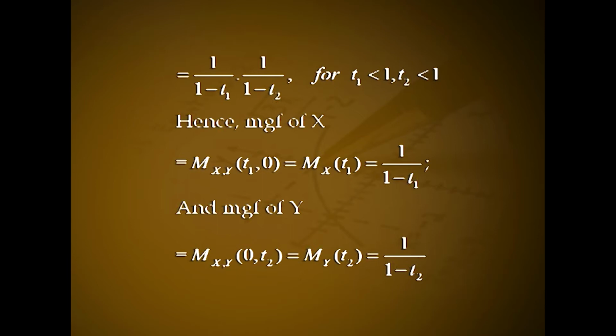Hence, MGF of X, M_XY(t1, 0), that is equal to M_X(t1), that is equal to 1 divided by (1 minus t1), and MGF of Y, M_XY(0, t2), that is equal to M_Y(t2), that is equal to 1 divided by (1 minus t2).